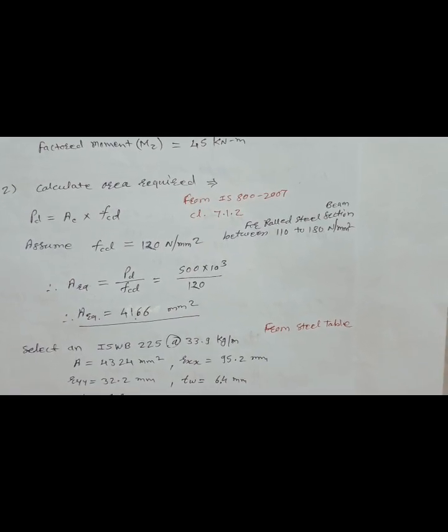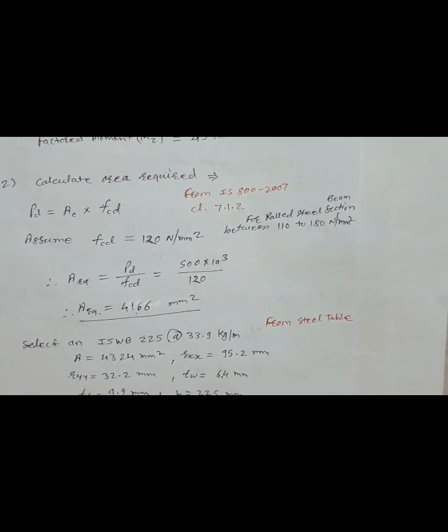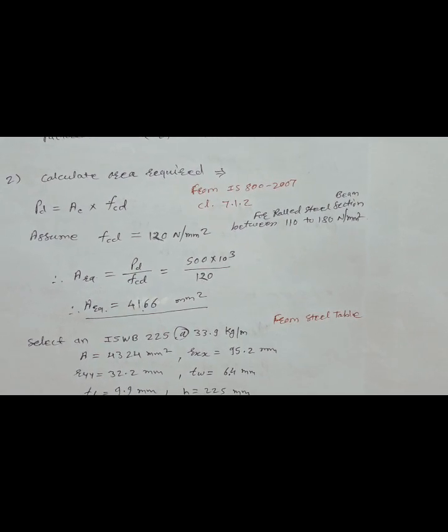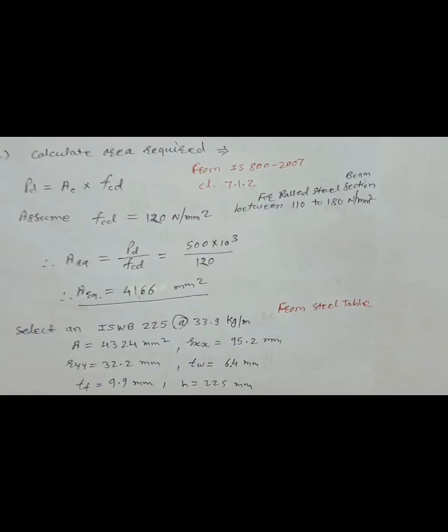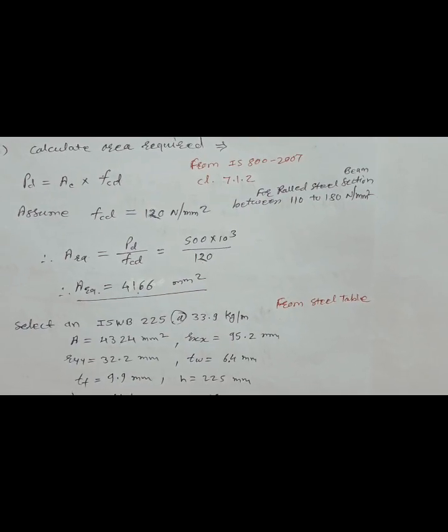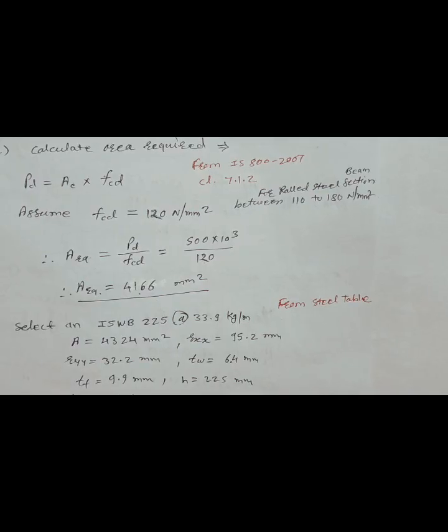So for a rolled steel section beam, we assume 110 to 180 Newton per mm square. We are taking here 120 Newton per mm square. So area required, we can calculate from this formula. We'll get 4166 mm square.